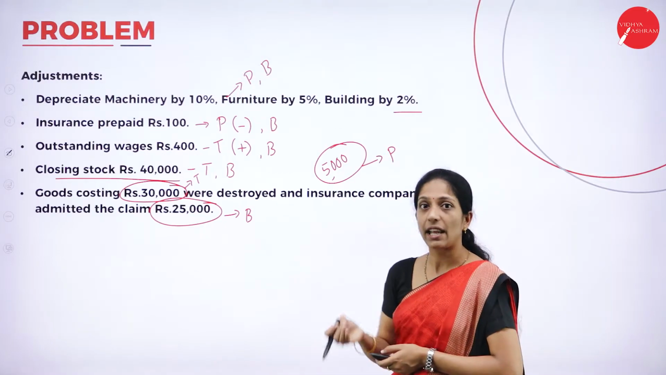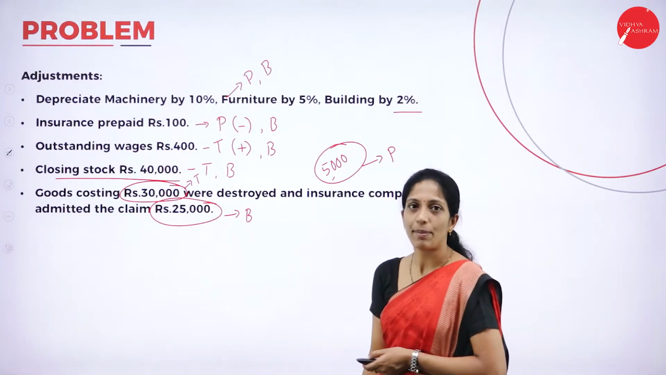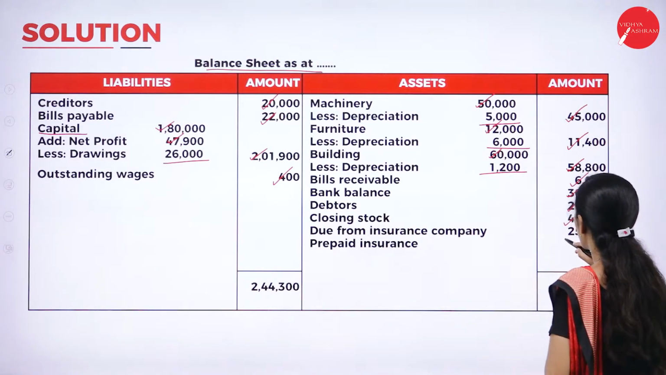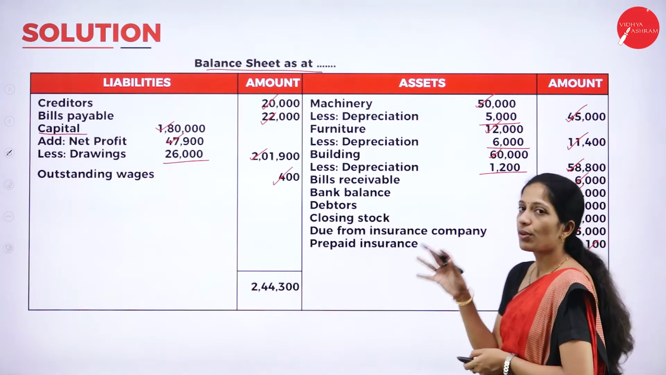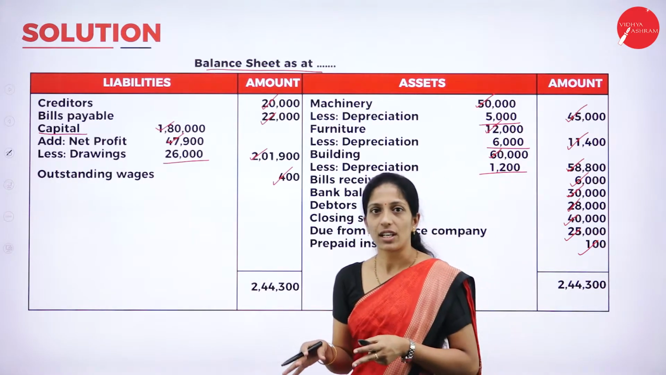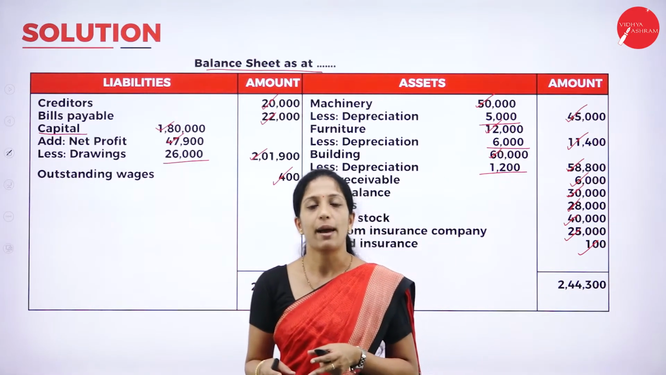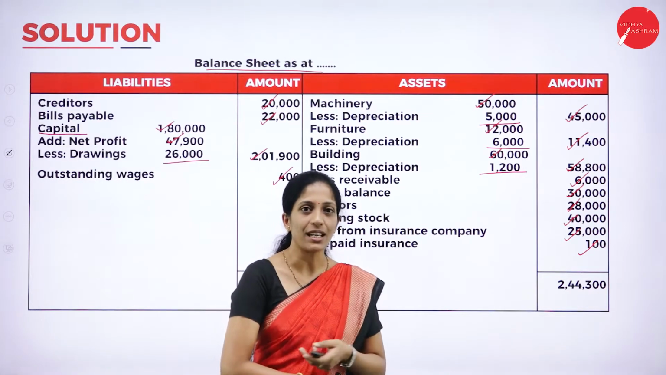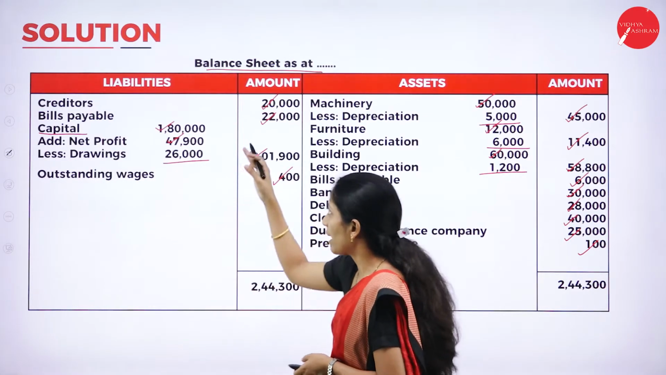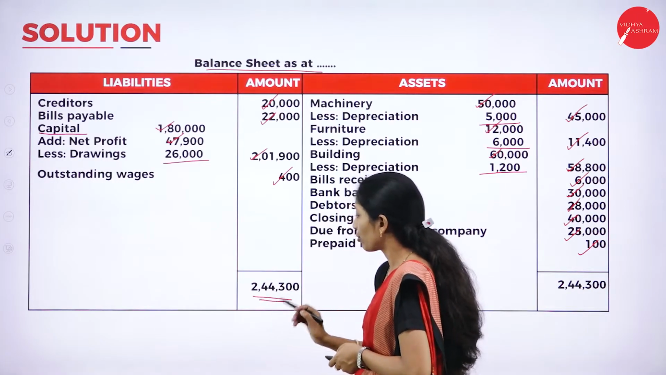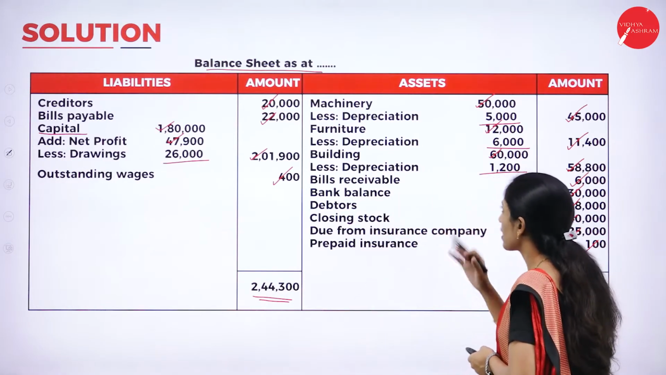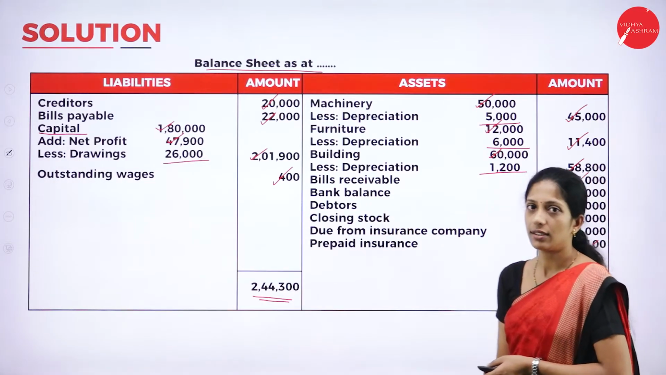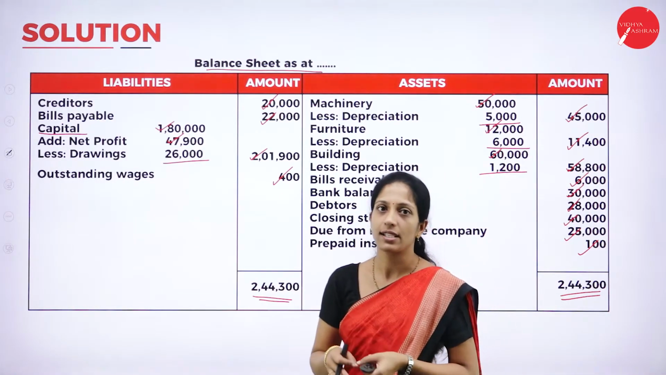Whatever the claim they got, they have to record in the balance sheet, 25,000. So how do you record? Due from insurance company 25,000. So we are done with all the items. We have recorded all the assets and all the liabilities. Now we have to balance both sides, and the balance has to be tallied. If you add all the liabilities, it will be 2,44,300. In the same way, if you add all the assets, it will be 2,44,300. So your balance sheet gets tallied.